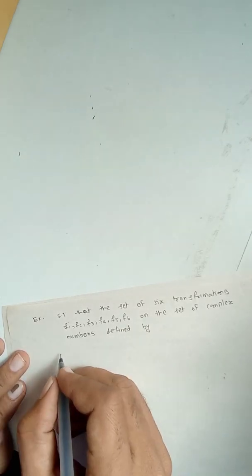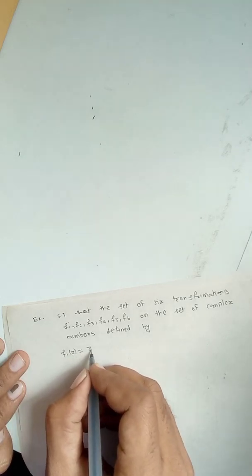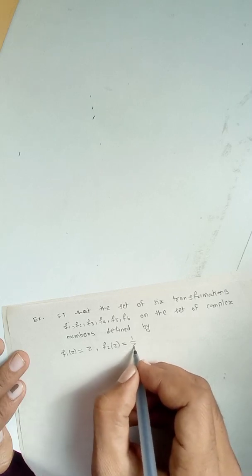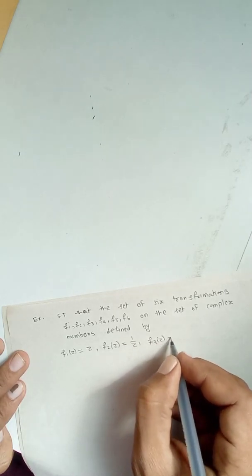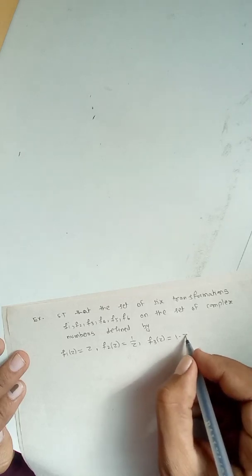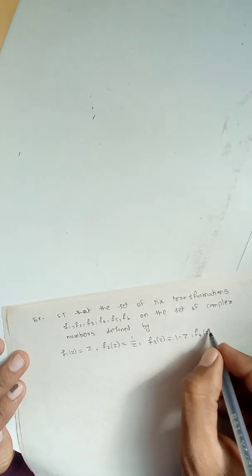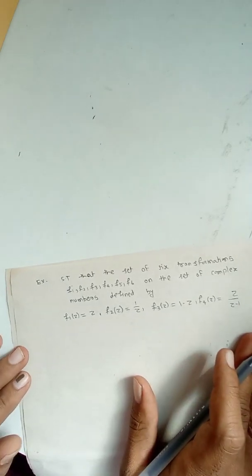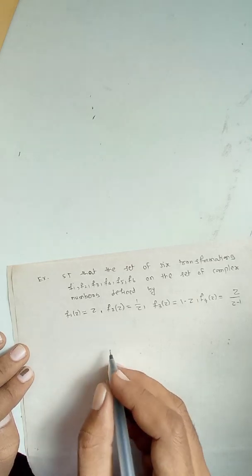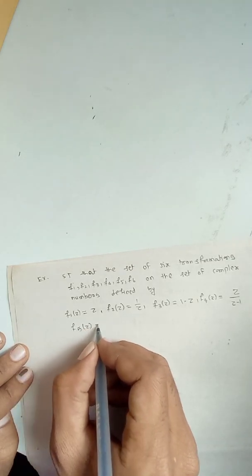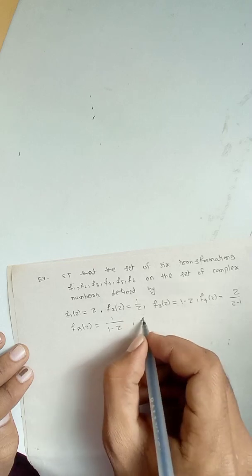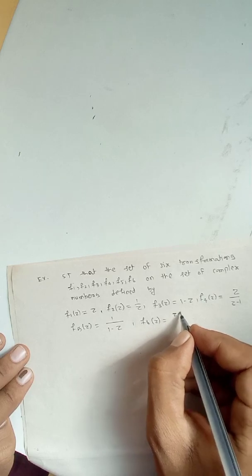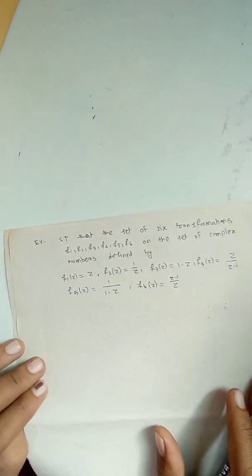f1 of z is equal to z, f2 of z, the second transformation, is 1 by z, f3 of z is equal to 1 minus z, f4 of z is equal to z divided by z minus 1, f5 of z is equal to 1 by 1 minus z, f6 of z is equal to z minus 1 by z. So these are the 6 transformations.